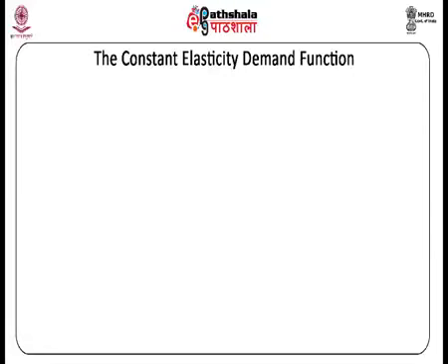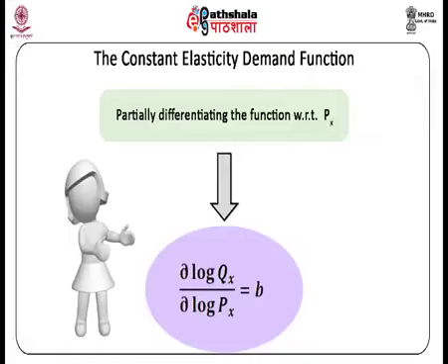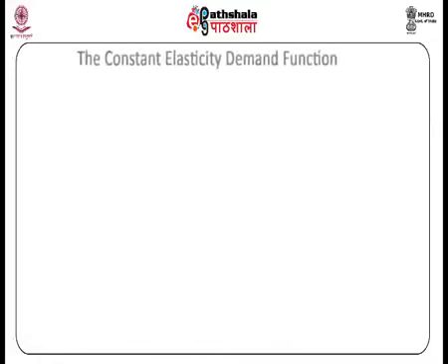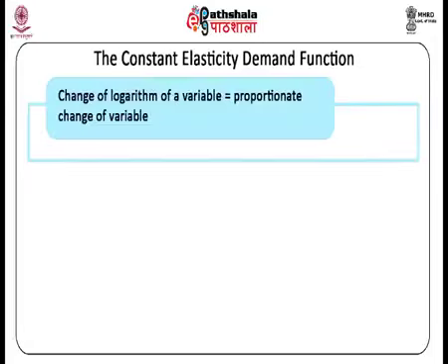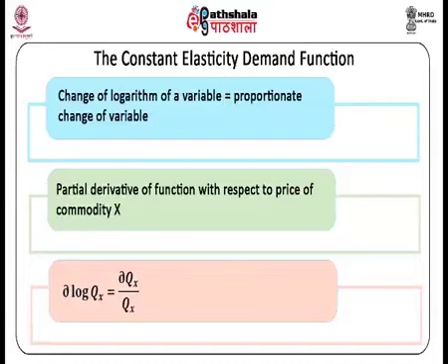In order to calculate elasticity of demand, let us partially differentiate the function with respect to Px. We obtain delta log Qx divided by delta log Px equals B. This is given as equation 1. We know from the basic property of logarithm that the change of the logarithm of a variable is equal to the proportionate change of the variable. Let us apply this property to the partial derivative of the function with respect to the price of commodity X. We obtain delta log Qx = delta Qx divided by Qx and delta log Px = delta Px divided by Px. This is given as equation 2.